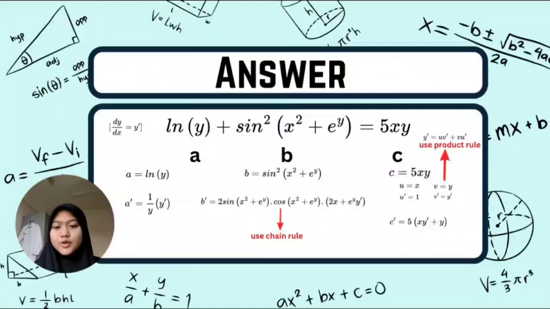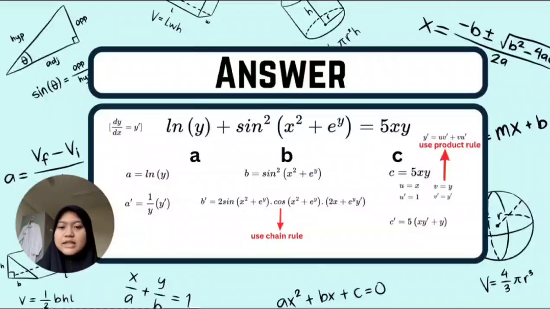For part B, we have to use the chain rule. First, we will differentiate the square for the sine term, so we will get 2 sine of (x squared plus e to the power of y). Then we'll multiply by the derivative of sine, which gives cos of (x squared plus e to the power of y). Then we'll differentiate the bracket of the original term, so we will get 2x plus e to the power of y multiplied by y prime. So as you can see, B prime is equal to 2 sine of (x squared plus e to the power of y) multiplied by cos of (x squared plus e to the power of y) and multiplied by (2x plus e to the power of y, y prime).